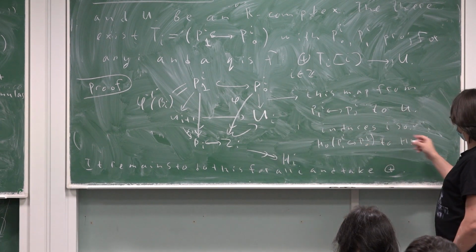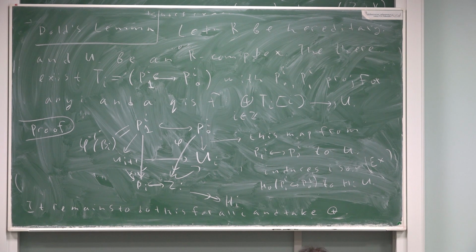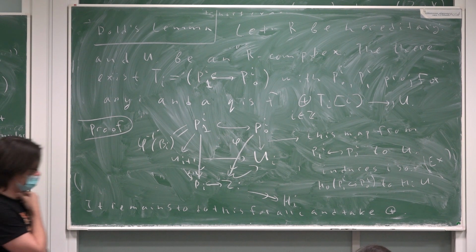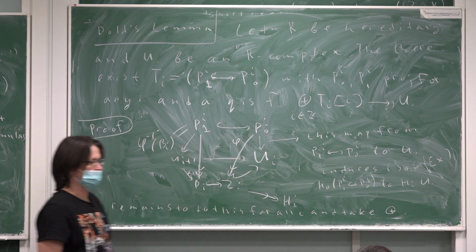Well, and the fact that this induces an isomorphism, that is an exercise, it's not very difficult. To prove this, you need to prove that the factor module of this by this is simply H_i. It's not very difficult to prove.